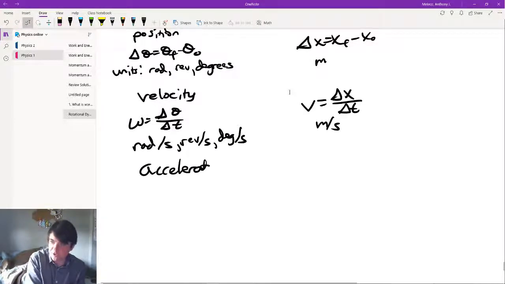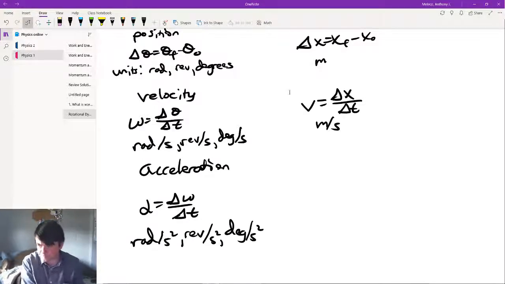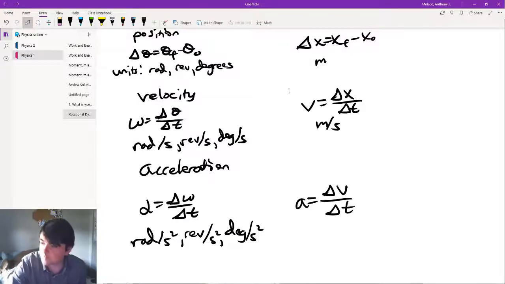We have acceleration, alpha equals delta omega over delta t. This is radians per second squared, revolutions per second squared, degree per second squared. And then, of course, the linear analog for that was the change in velocity over change in time.